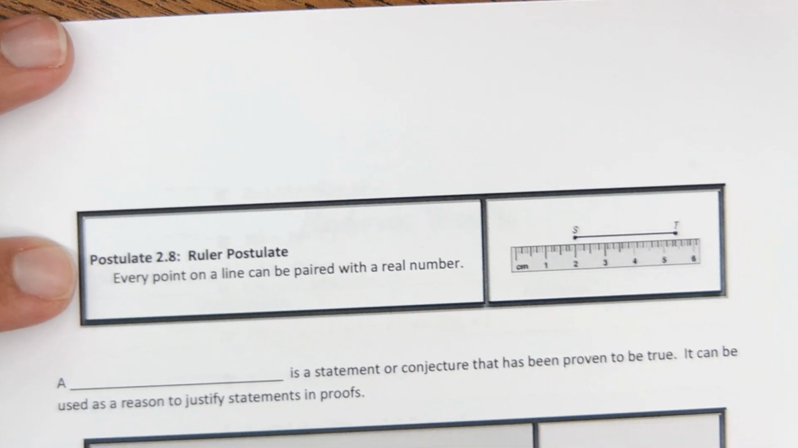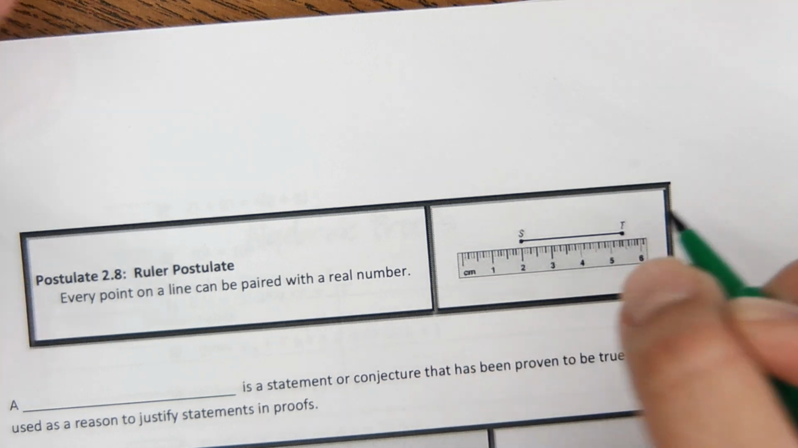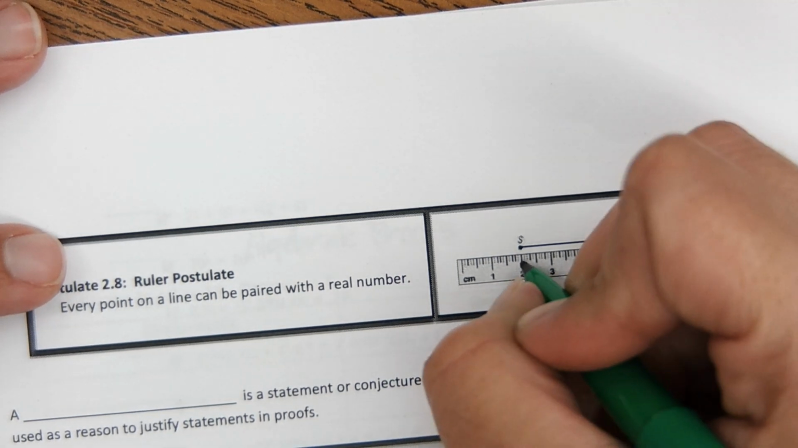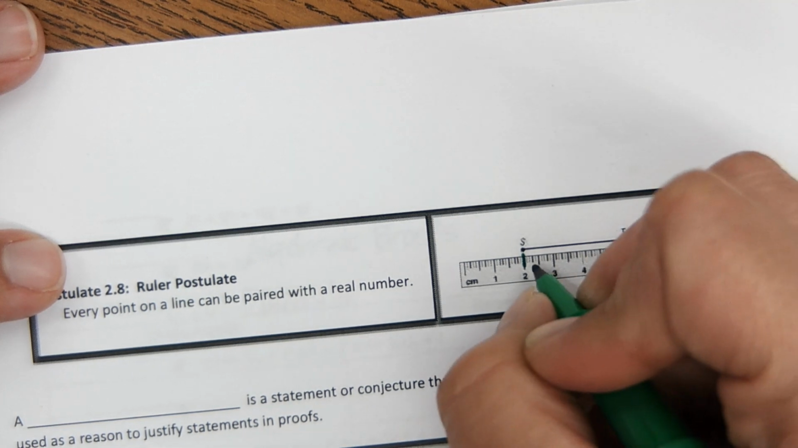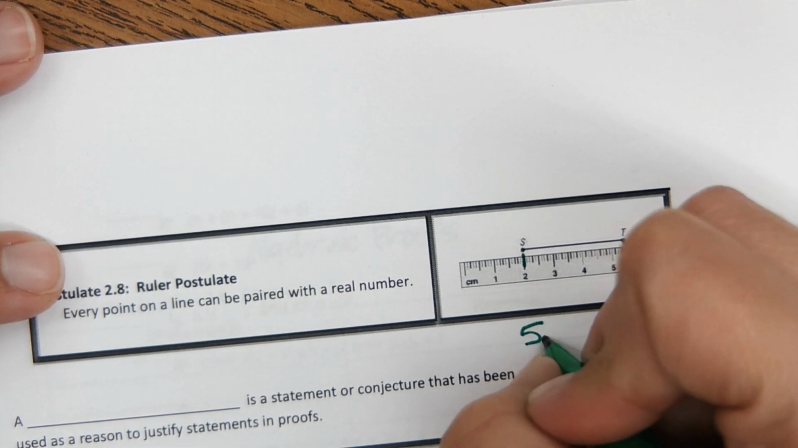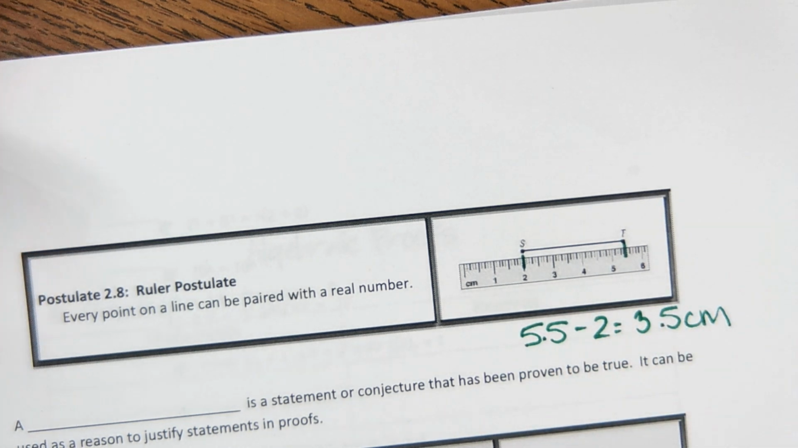Okay, then on this side, we have ruler postulate, which we've seen a little bit before. Every point on a line can be paired with a real number, and that's why we can measure stuff on a ruler. So this can be paired with 2, and then this 5.5. So to find the length of this segment, we can do 5.5 minus 2, and it gives us 3.5 centimeters.